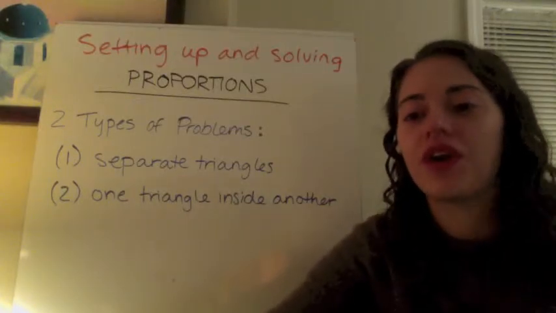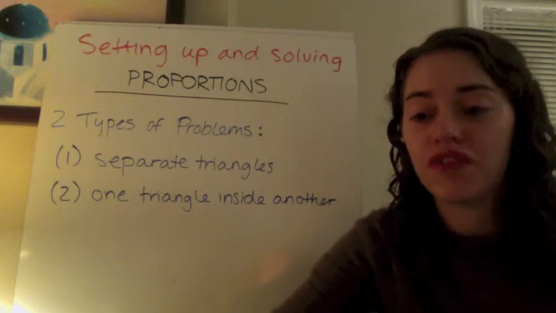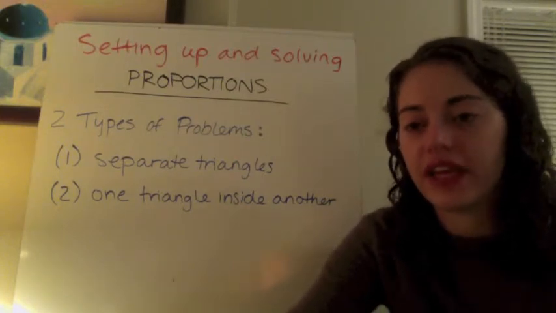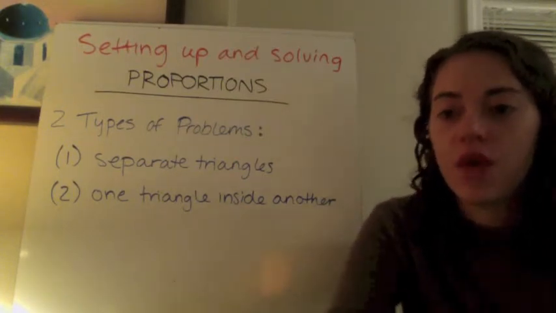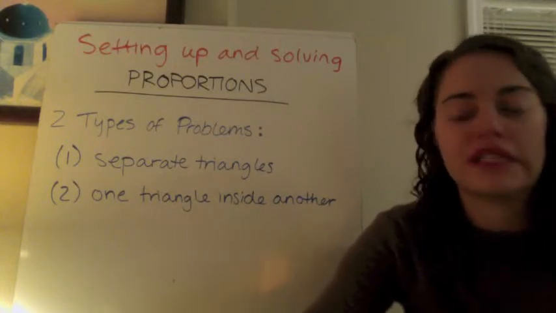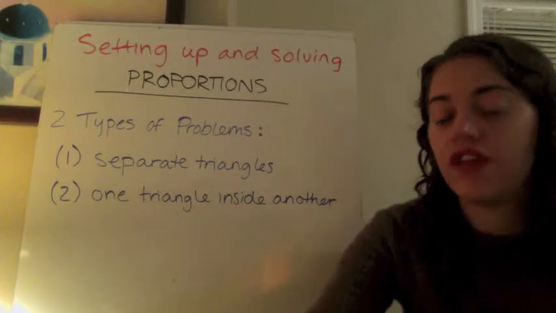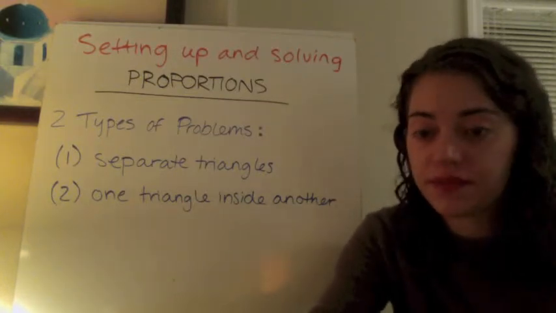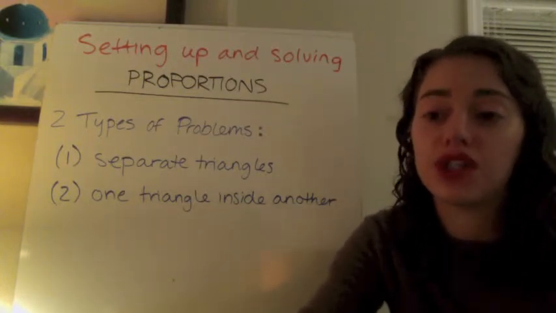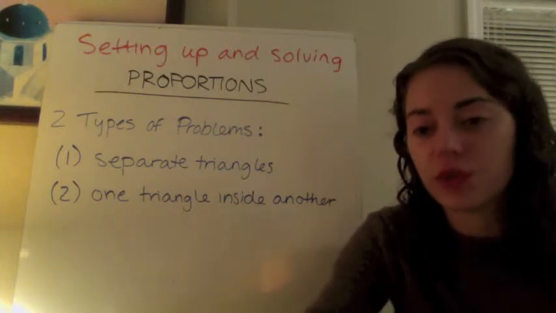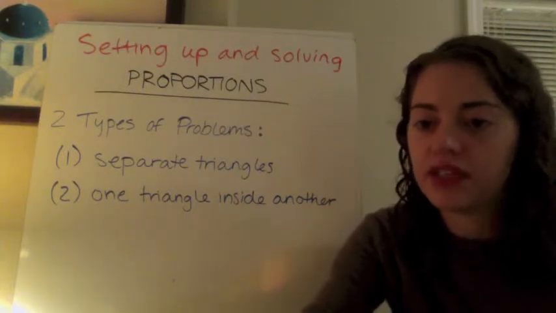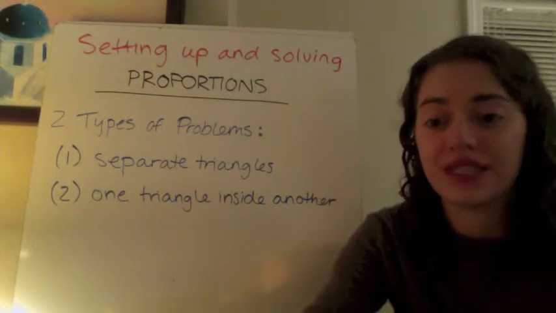In this video, we are going to see how to set up and solve proportions, particularly relating to similar triangles. When you see similar triangles where you need to set up and solve proportions, you're going to see them really only in two different ways. The first way is they're going to be separate triangles, and the second way is it's going to be one triangle inside of another. So first we'll do separate triangles. That one tends to be a little bit easier, and then we'll talk about what to do if one's inside the other.